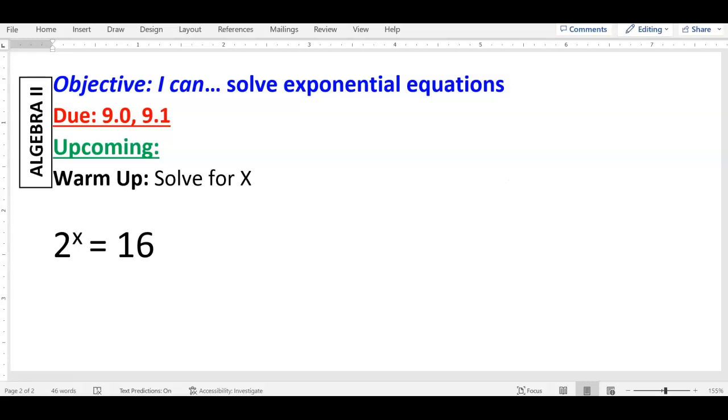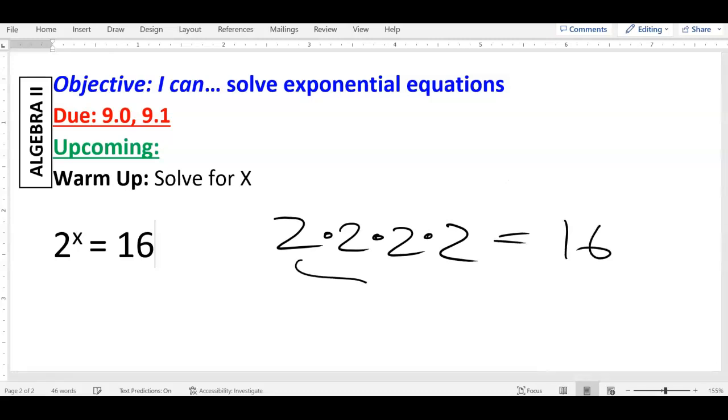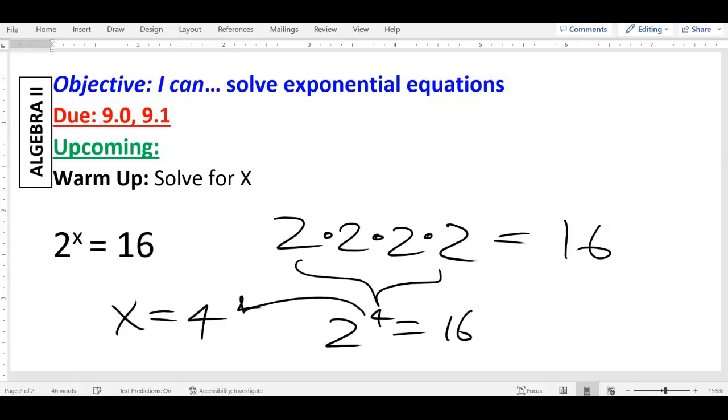4? Let's try it. 2 times 2 is 4. 4 times 2 is 8. 8 times 2, 16. It works. So 2 to the 4 power, right? 2 times 2 times 2 times 2 equals 16, and all that means is 2 to the 4th power. So x equals 4. Do you see how that works?